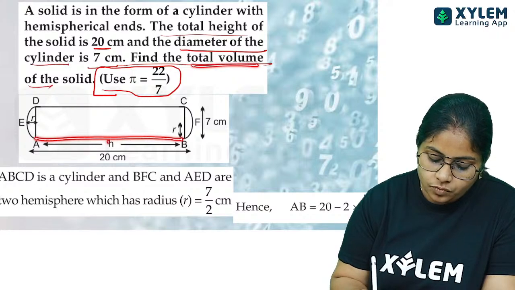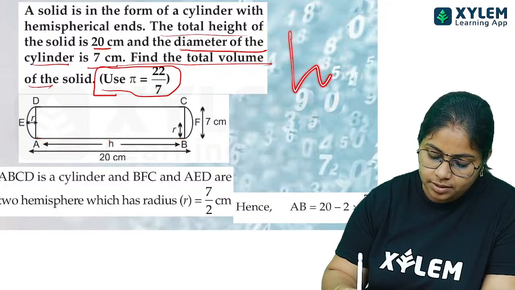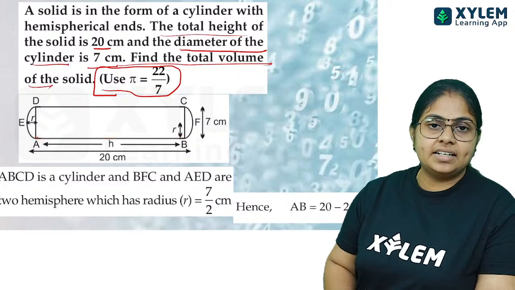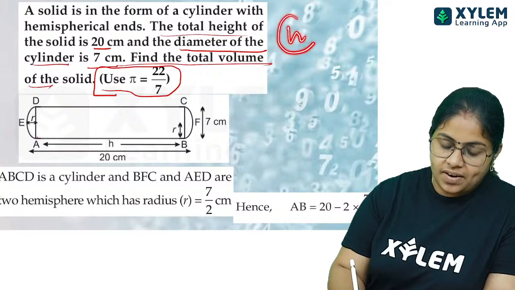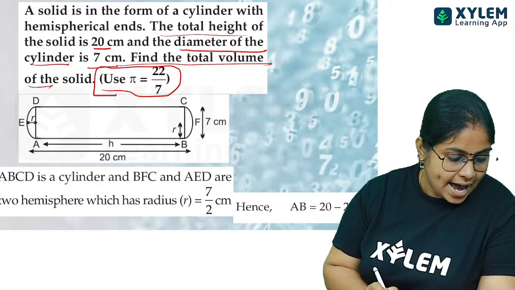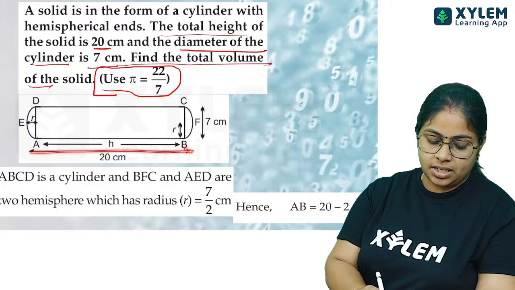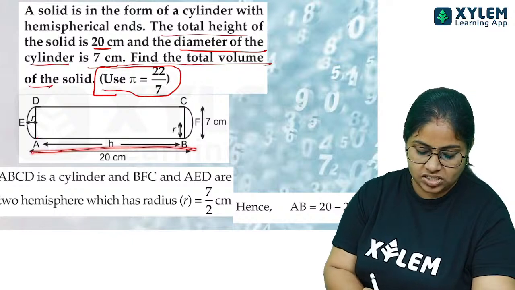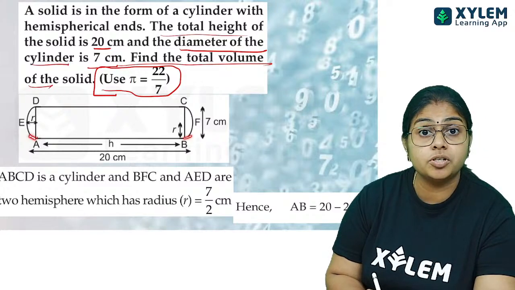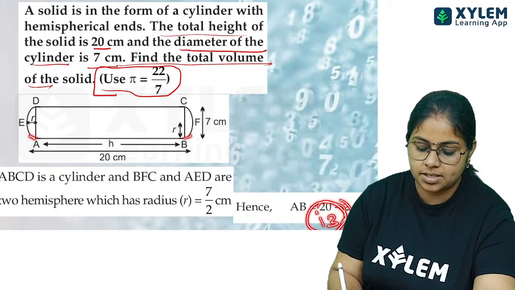And for finding the volume of the solid, we must have the height. For the hemisphere, we anyway have the radius, and for the volume of the cylinder, pi r square h, so h is needed there. R is there, h must be there. So first of all we must find h, and that is what I am doing here. This is the total length of the solid. We are told the total length of the solid is 20 cm, and here we will be having 3.5 on both sides, so a total of 7 we must subtract. So it will be 20 minus 7, and we will be getting AB equal to 13 cm.